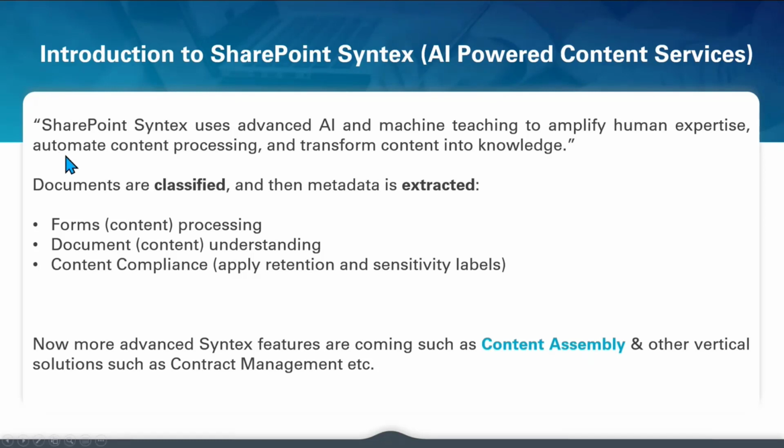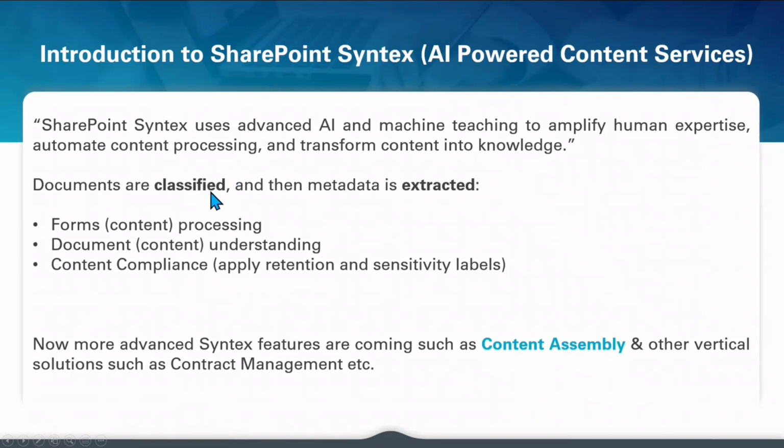So to answer that question, in Microsoft's own words, SharePoint Syntex uses advanced AI and machine teaching to amplify human expertise, automate content processing, and transform content into knowledge. So the idea is you use Syntex to create an AI model, and there are two main concepts for the model. Documents are classified, i.e. your model is trained to target a particular type of document. So you set your model to pick out invoices or statements of work or contracts, for example.